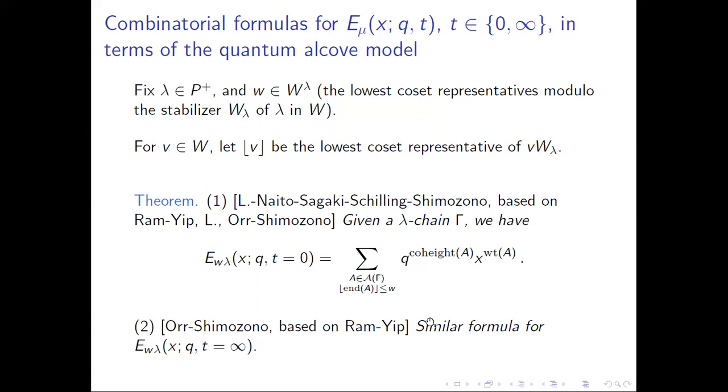And then there is a similar formula given by Shimazono, again by specializing the Ram-Yip formula for Macdonald polynomials, which works for the specialization T equals infinity.